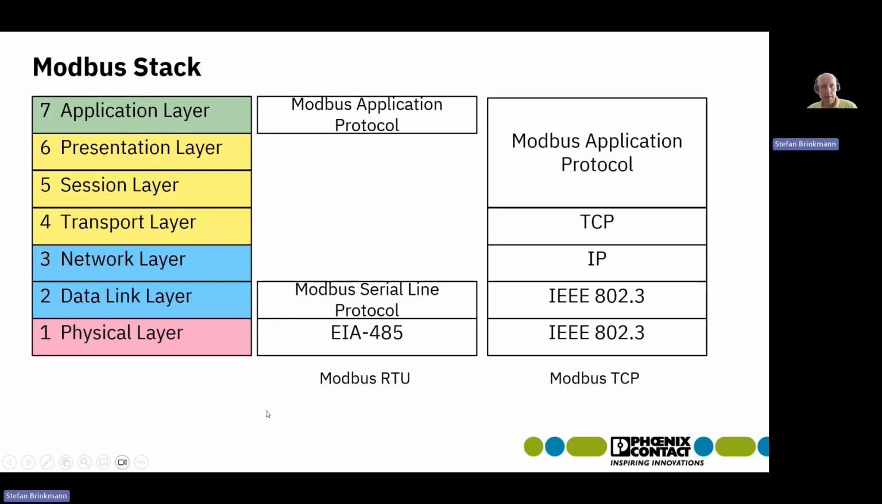Here's a comparison in the ISO OSI model of the Modbus RTU and Modbus TCP. For Modbus RTU, we are using RS485, and the specification here is on the physical layer. Then we have the Modbus serial line protocol on the data link layer, and the Modbus application protocol on the application layer. On Modbus TCP, you see here IEEE 802.3. This is the Ethernet standard on the physical and data link layer. Then we have the TCP/IP stack that we are using, and then the Modbus application protocol.